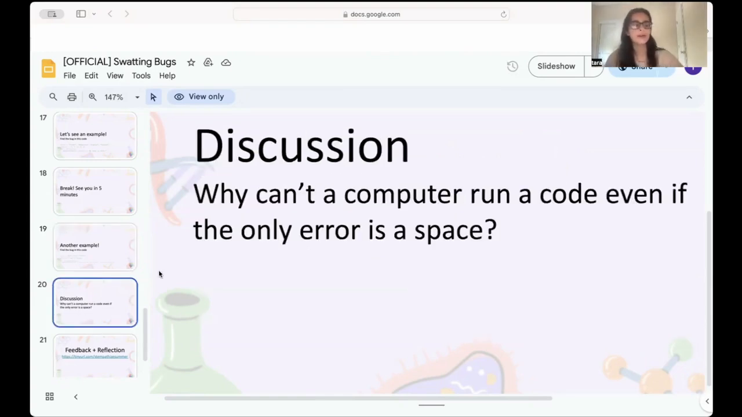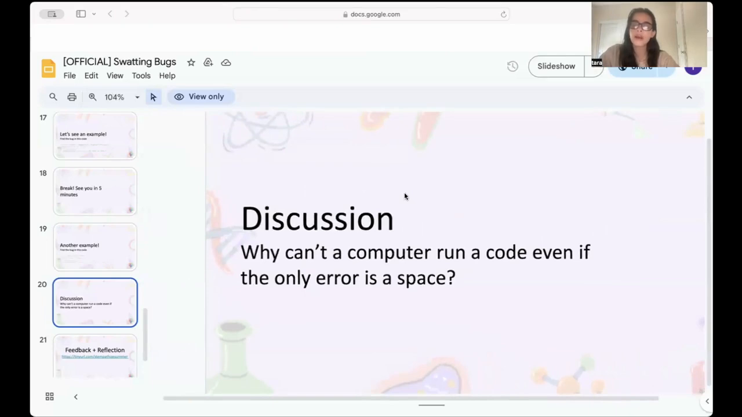Hopefully you've had kind of a bit of a fun time working out these puzzles. If you didn't get them, it doesn't matter. Even go back and look at it and solve it again, and you feel good about yourself because I didn't get them the first time. It took a minute. So why can't a computer run a code even if the only error is a space?